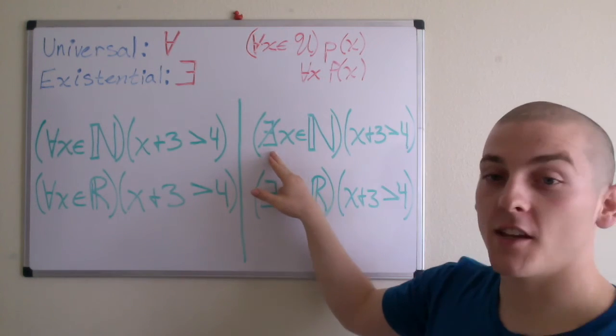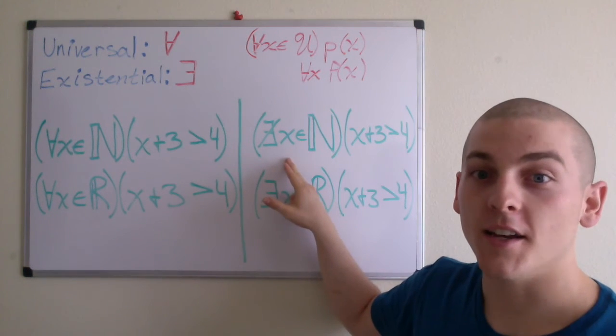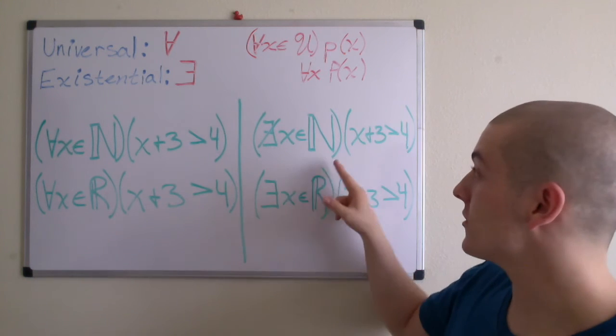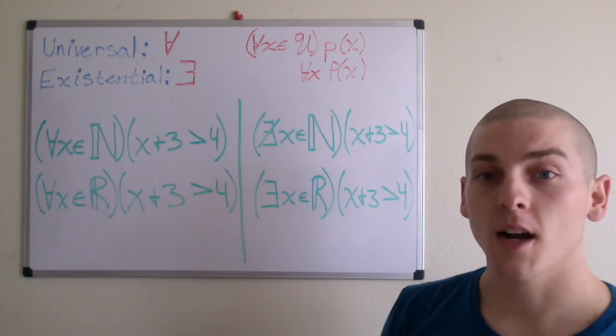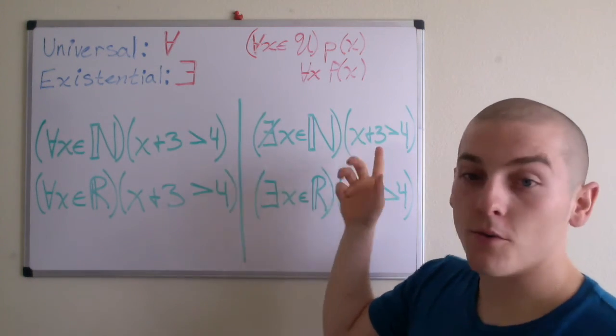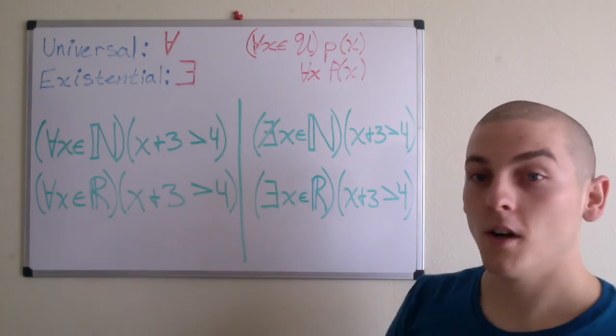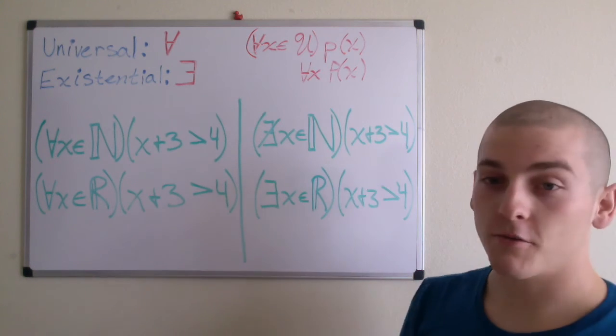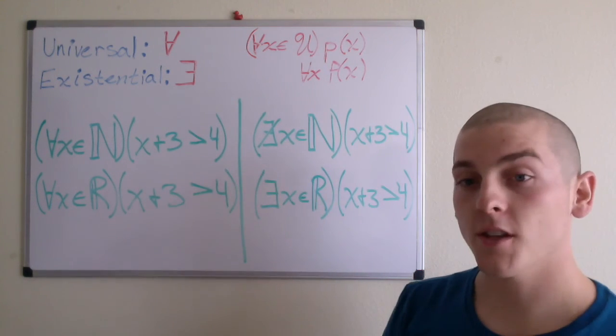And then in this case, I said there does not exist an x that is an element of the naturals such that x plus 3 is greater than 4. And that is also a false statement because if I let x equal 2, that 2 is a natural number and 2 plus 3 is greater than 4. So this is a false statement.